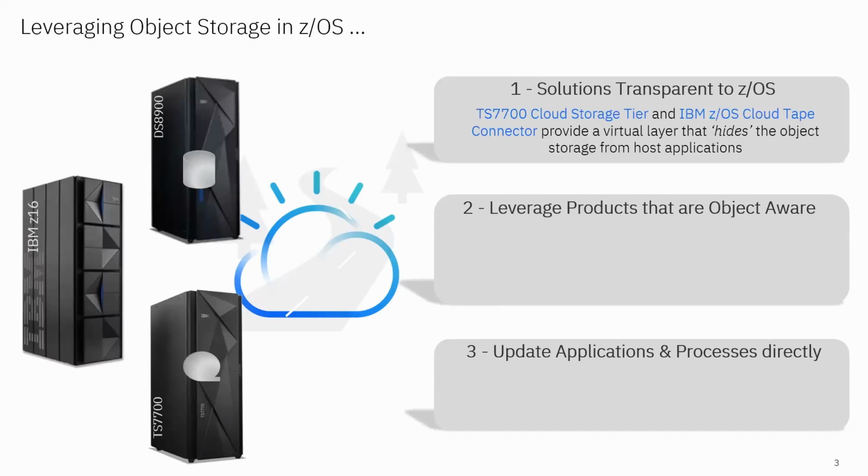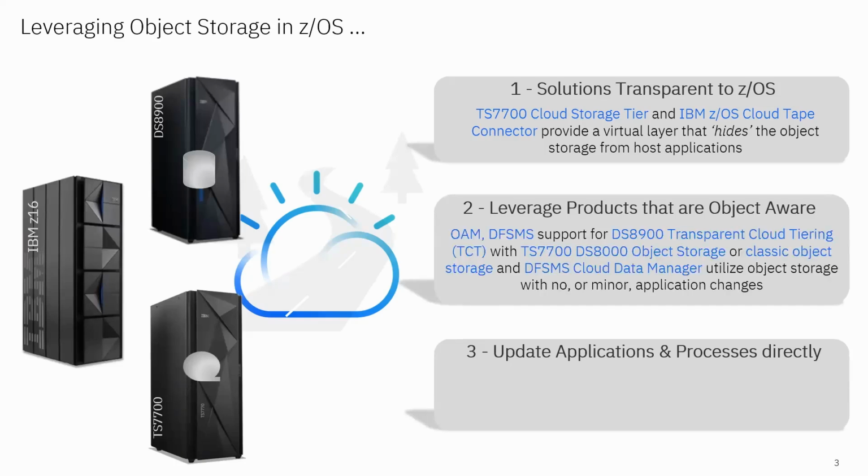What are some of the solutions that are transparent? They're around virtualizing tape. So we have tape today. So it's adding a virtualization layer, either through the 7700 that can now target object storage for colder data. That's the 7700 cloud storage tier. Or we have some smaller shops that say, hey, I don't really leverage tape enough that I need that CapEx expense of tape. And so there's a product called IBM z/OS Cloud Tape Connector that will virtualize the tape such that when you write to tape, it will intercept that and actually redirect it to cloud.